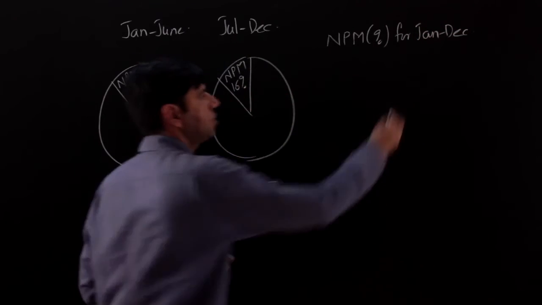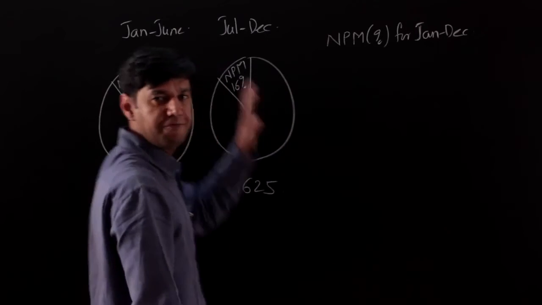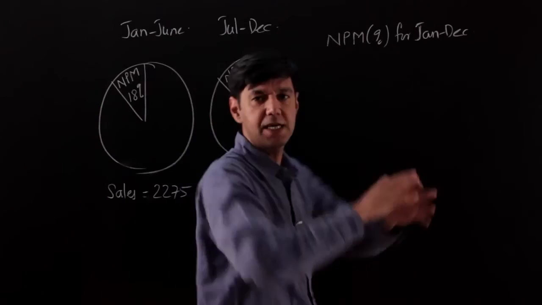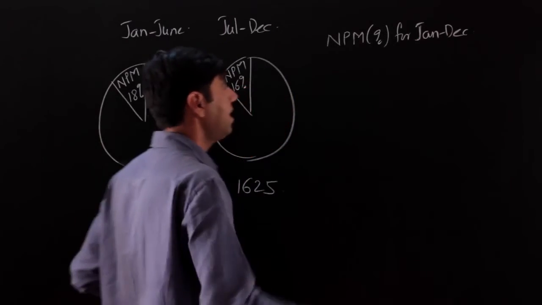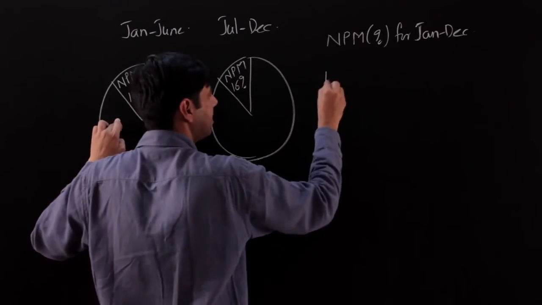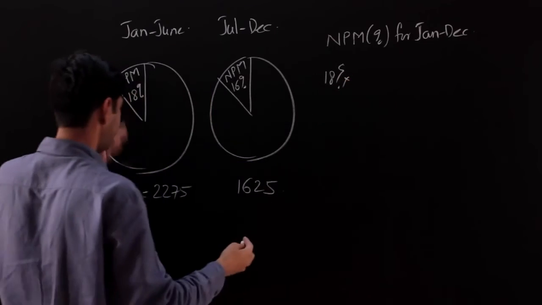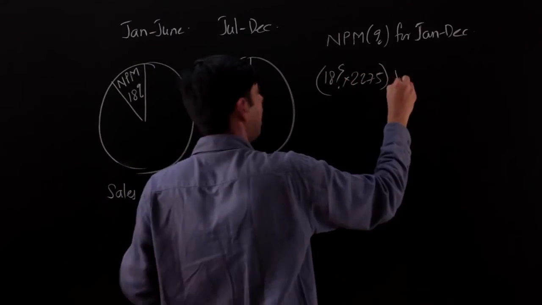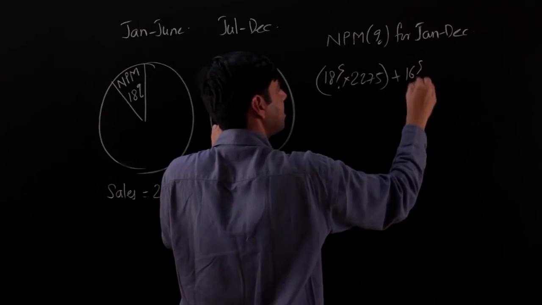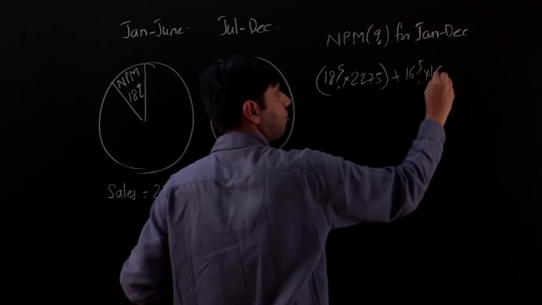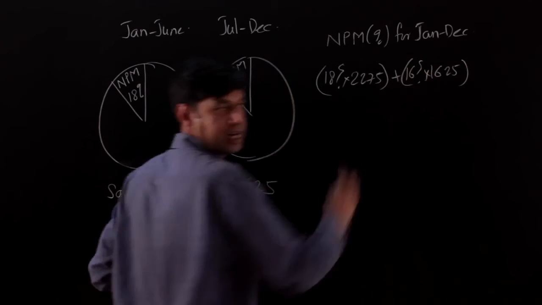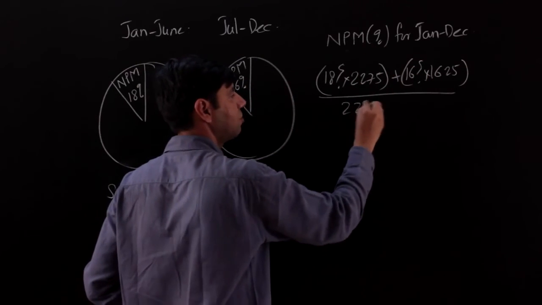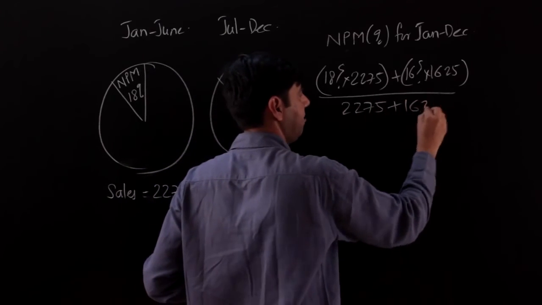So it's a classic case of weighted average. I have part 1, the first half Jan to June, and second part July to December. The question is asking about the two parts taken together, right? So obviously I'm sure it doesn't take a lot of effort to get that 18% is of 2,275, the profit in the first half, and in the second half it is 16% of 1625, the profit in the second half. This is the total profit. I want the profit as a part of sales. What's the total sales? 2,275 plus 1625.